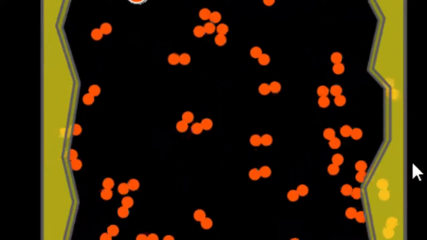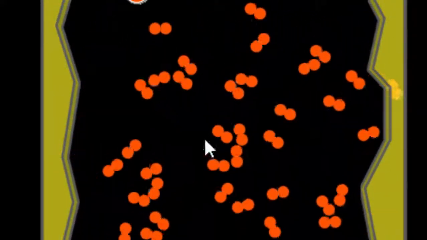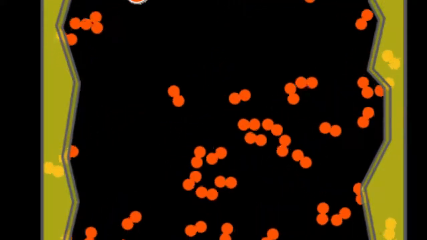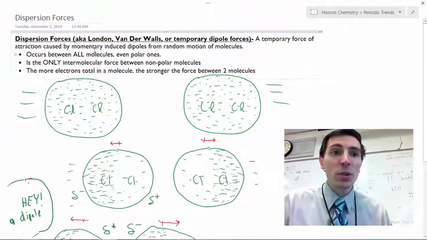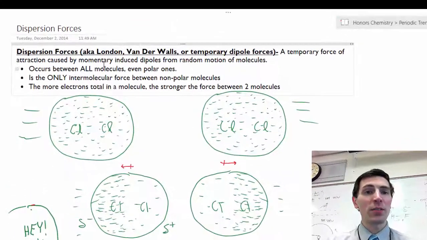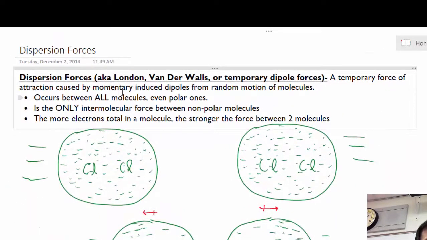And this force that you're seeing right now, the attraction between these nonpolar atoms and molecules, is called a dispersion force. Dispersion forces, also known as London forces, van der Waals forces, or even temporary dipole forces, are temporary forces of attraction between molecules that are caused by momentary induced dipoles. So there's a dipole being formed, a charge distribution, and it's momentary, it doesn't last very long, and this is occurring from random motion of molecules.